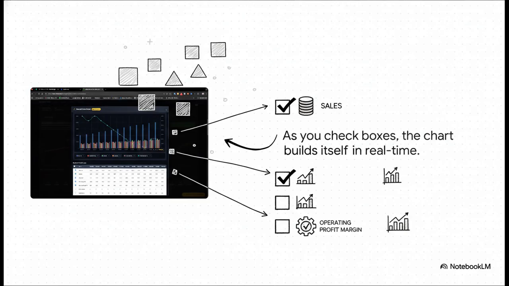Now this is where the magic really happens. As you scroll down the list and you start checking the boxes for the metrics you care about, let's say sales or operating profit margin, the chart at the top builds itself in real time, right before your eyes. It's so intuitive, and honestly, it's just really satisfying to watch your analysis come to life instantly like that.